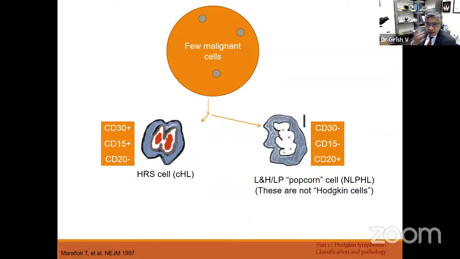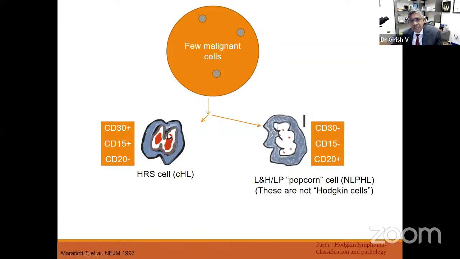Teresa Marafioti described these cells and proved that they are indeed B cells. She did some really elegant studies back then. So your classic Reed-Sternberg cell looks like this, with the owl-eye nucleoli, thick nuclear membrane, and it has the phenotype CD30 and CD15 without any CD20. Yeah, that's the Hodgkin Reed-Sternberg cell.